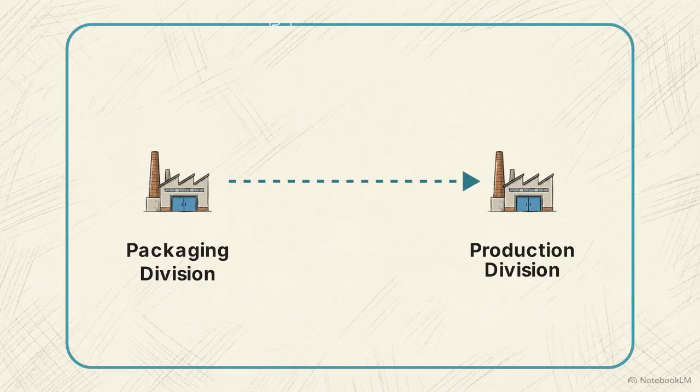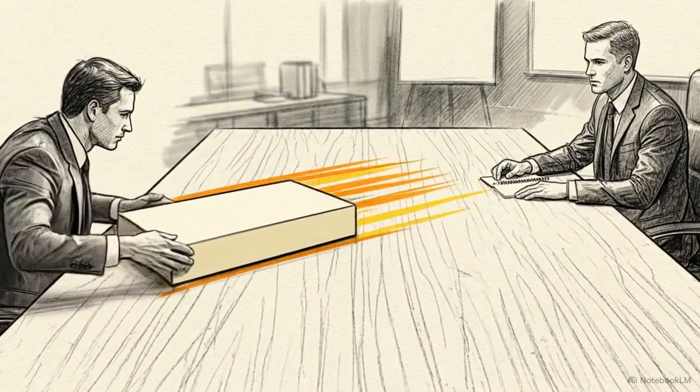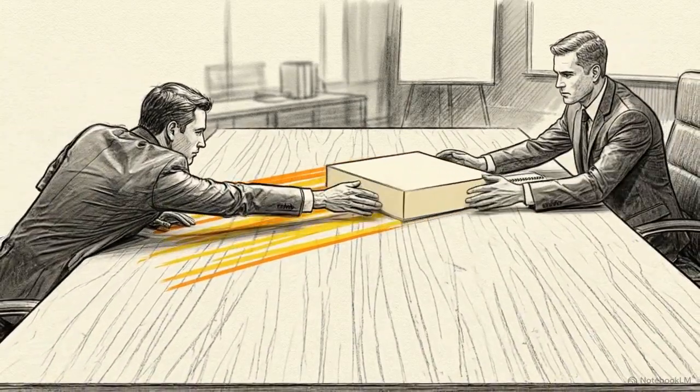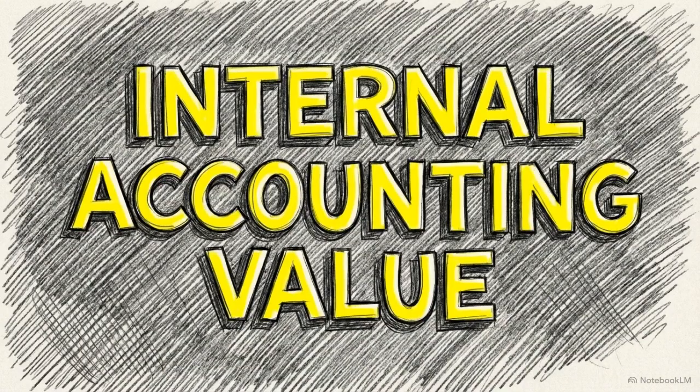Because both divisions are owned by the exact same parent company, no real money changes hands. This raises a critical accounting question. How does a corporation determine the price of a good when it is trading with itself? The internal price assigned to these internal goods is called a divisional transfer price.